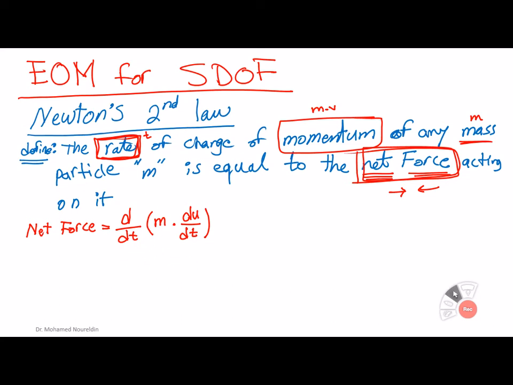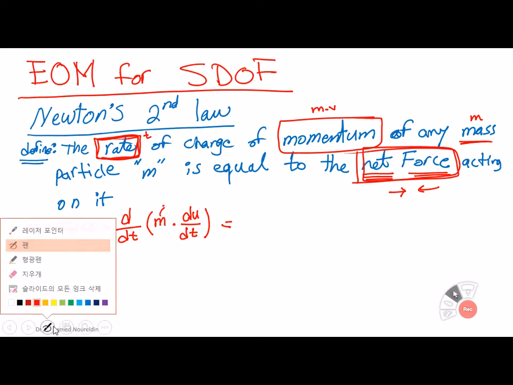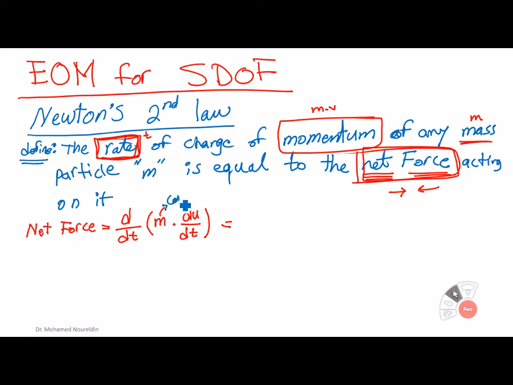Now this means that, if we assume that this m is constant, and commonly it is constant, we are going to say that m, put outside, times d squared u over dt squared, the second derivative of displacement with time, which means it equals m times u double dot.